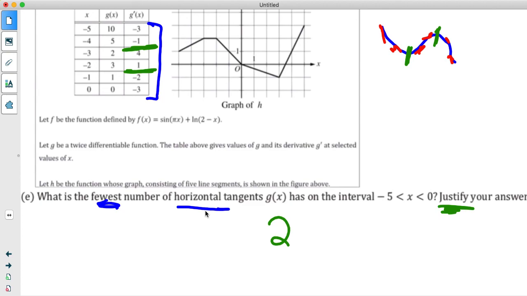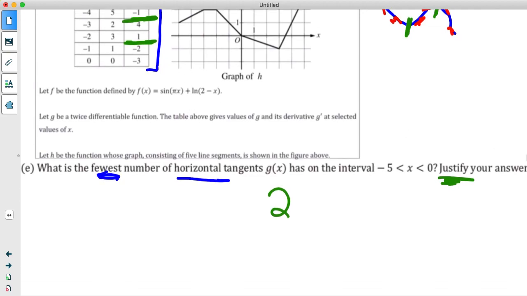Again, a couple other things in here. g is twice differentiable. So since g is twice differentiable, that means that the derivative is continuous. And since the derivative is continuous, that means the intermediate value theorem applies. So when it says justify, you want to use some calculus terms in there. I just wanted to throw those explanations out there.